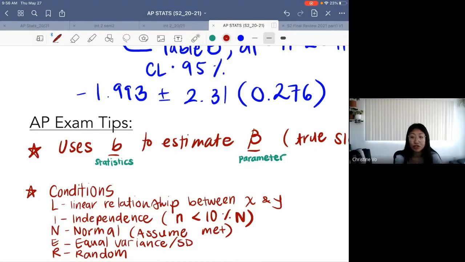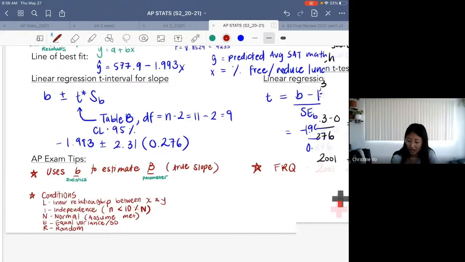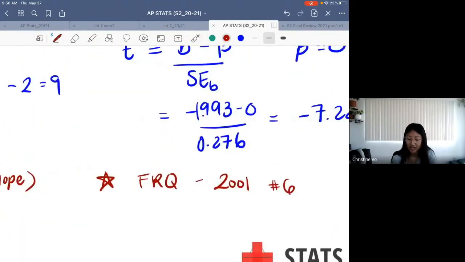Sometimes you can assume normality, which is okay to assume at the moment because they're probably not going to have you check the conditions anyways. E represents equal variance, so they have the same standard deviation essentially. And then just making sure your sample is random. And then lastly, if you want to take a look at a type of FRQ to practice, then you will use 2001's problem number 6. Okay, so that was 7.5.